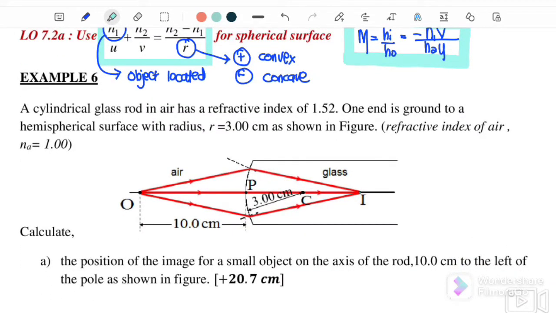Example 6. A hydraulical glass rod in the air has a refractive index of 1.52. One end is ground to a hemispherical surface with a radius of 3 cm. So here this is the glass, where the radius is 3 cm, meaning that we have two media. The first one is the air, the second one is the glass. As I mentioned just now, n1 is the medium that the object is located in. Our object is here, so air is n1, glass is n2.